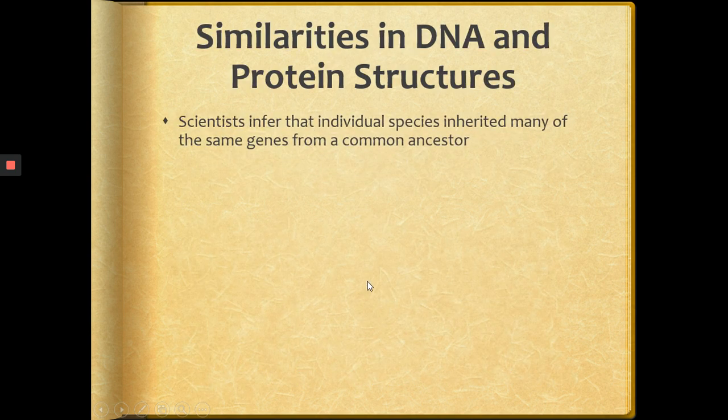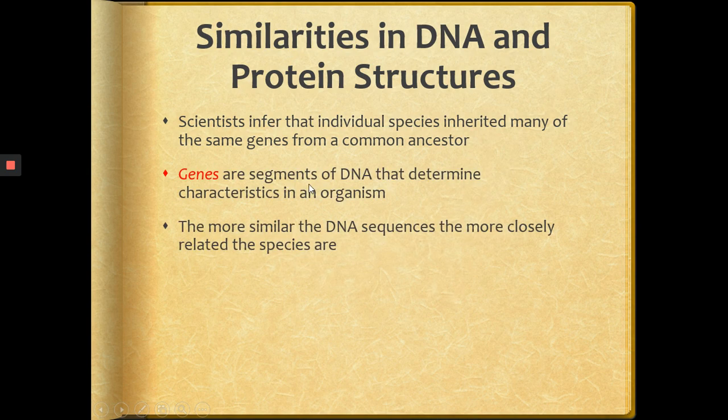So similarities in DNA. Once scientists were able to look at DNA and break down the entire genome of individual organisms, scientists were able to infer that individuals with the same genes more than likely came from a common ancestor. And again, we're going to get into that next chapter and what a gene is, but a gene is just a segment of DNA that determines a specific characteristic. And the more similar the DNA sequences are, the more closely a species is related.